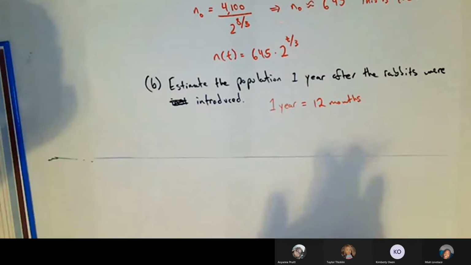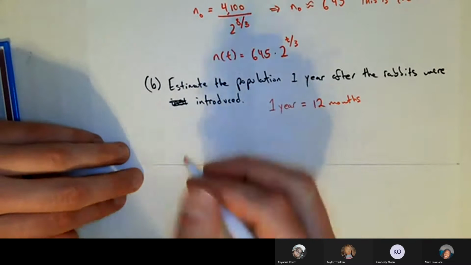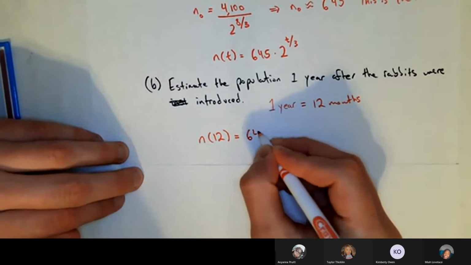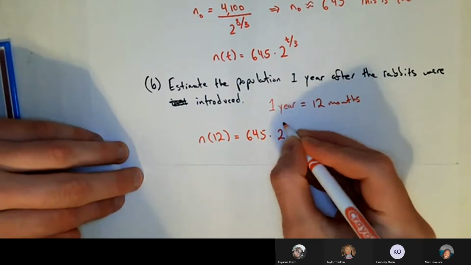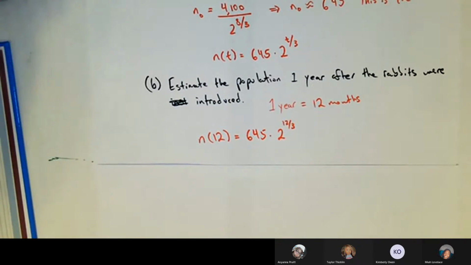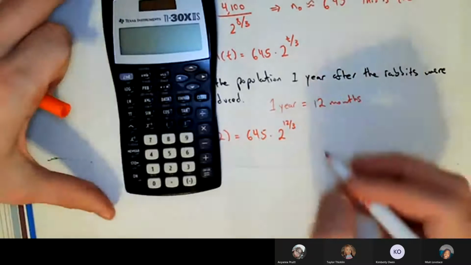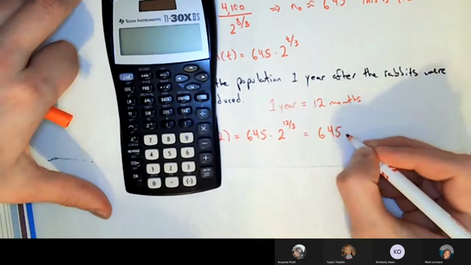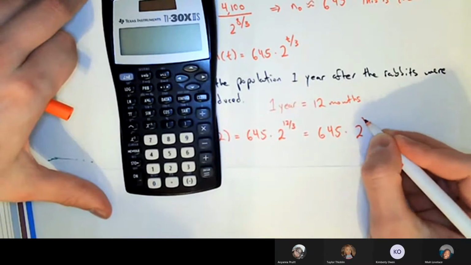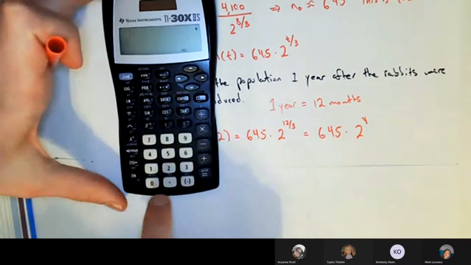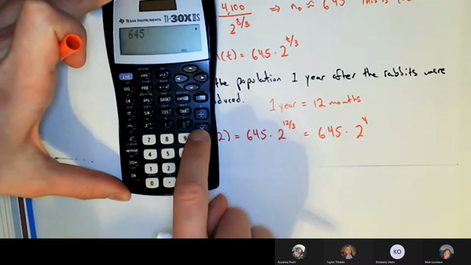Okay, just so that they're in the same units. So what I'm going to do is say N of 12 is equal to 645 times 2 raised to the 12 over 3. I just need to calculate what that is. In fact, I know that 12 over 3 reduces very cleanly to a 4 up in that exponent position. That'll save me a little bit of button punching on the calculator.